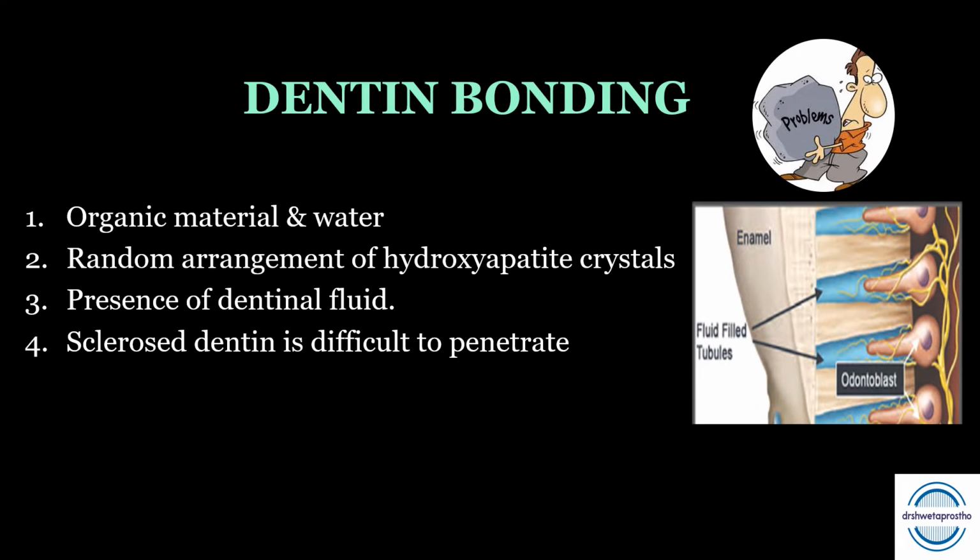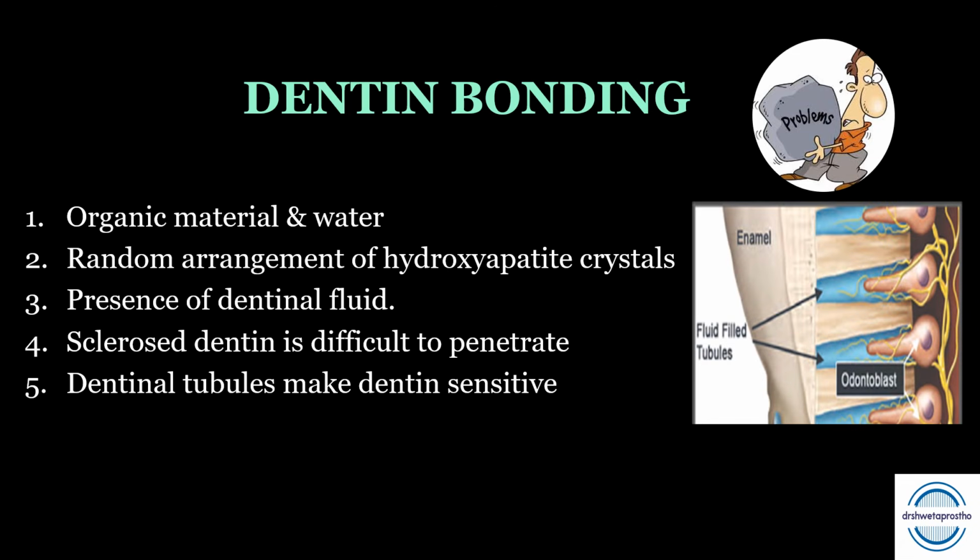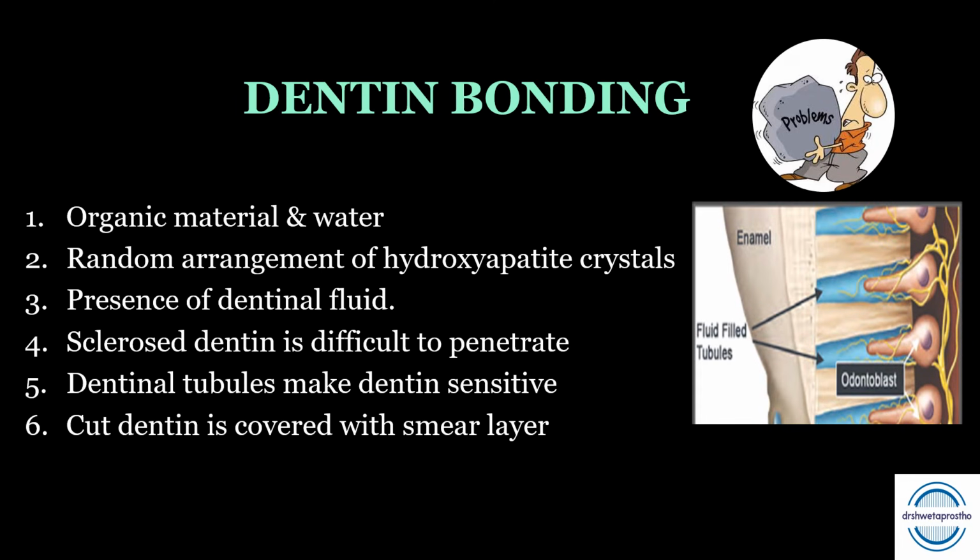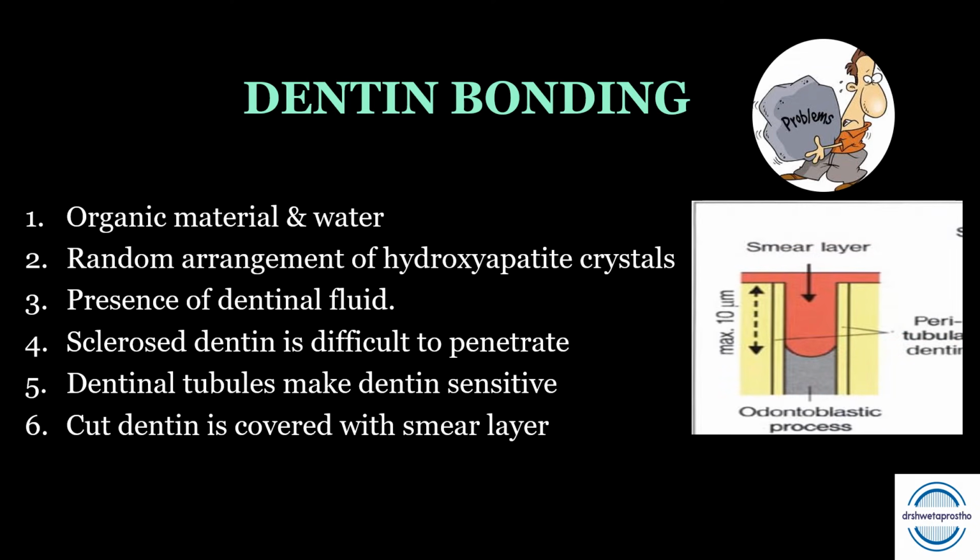Dentinal tubules exert a pressure of around 25 to 30 millimeters of mercury. It decreases the stability of the bond between the resin and the dentine. The dentinal tubules also make the dentine sensitive. Cut dentine is covered with a smear layer. What is a smear layer? It is a residual organic or inorganic material which is formed when the tooth is prepared with a burr or an instrument. Okay, it is around 1 to 10 micrometers thick.